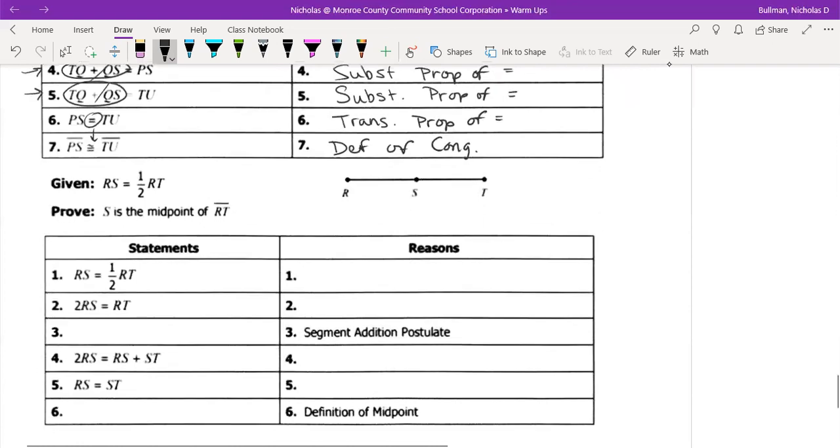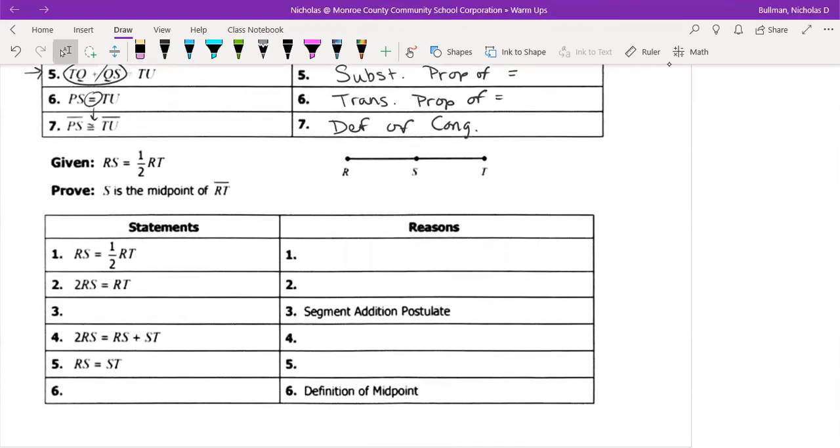This last one I do want to go over with you just because our statement side is actually blank on a couple spots this time. So RS equals 1/2 RT, that is given to us. This one's a little bit harder to see because you really have to think of your algebra, but just with a lot of letters.